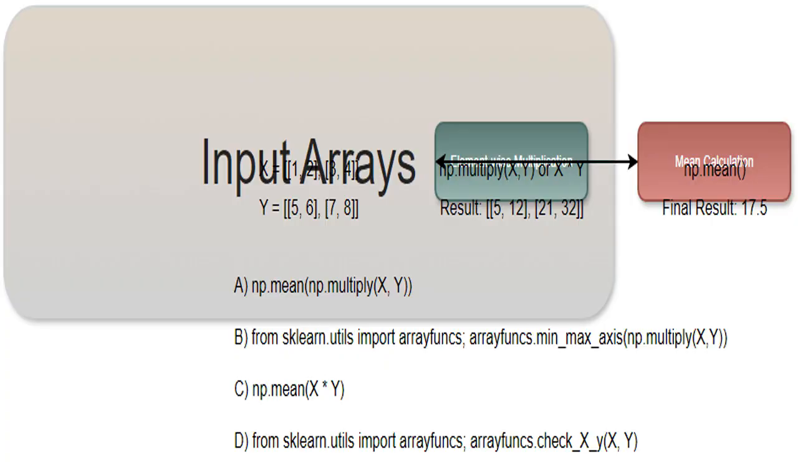The problem starts by introducing two arrays, x and y, which are crucial for the calculations that follow. These arrays represent the data we will be working with. They are 2 by 2 matrices containing numerical values. This sets the stage for the core task, performing element-wise multiplication and finding the mean.